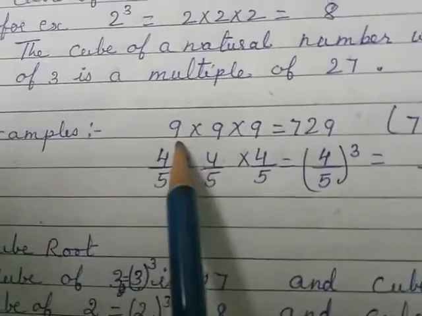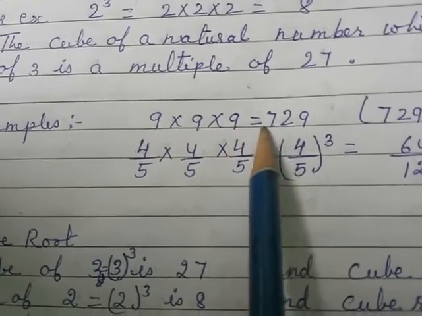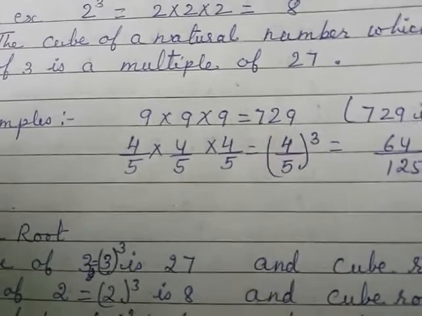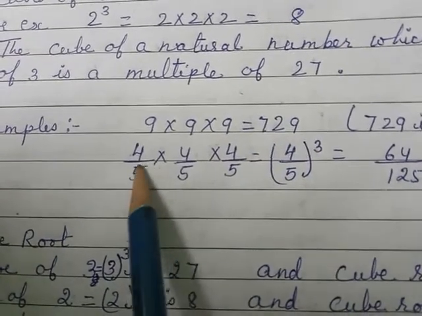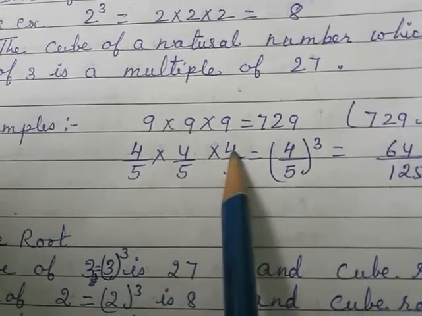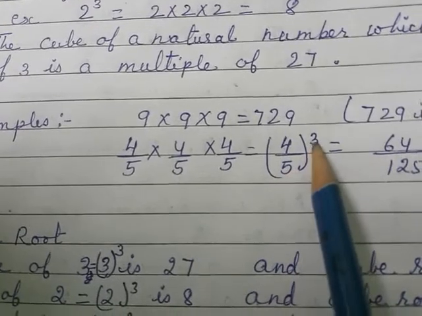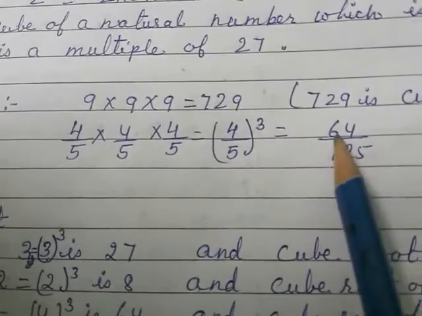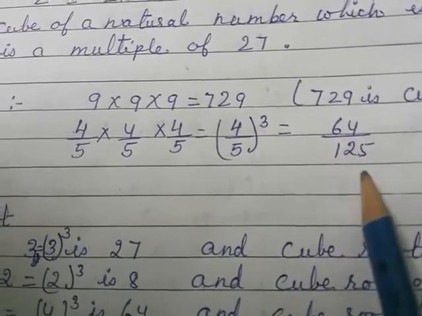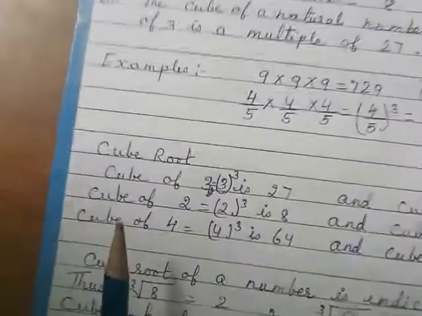For example, 9 multiplied by 9 multiplied by 9 gives us 729, which is the cube of 9. In the same way, 4 upon 5 multiplied by 4 upon 5 multiplied by 4 upon 5, that means 4 upon 5 raised to the power 3, gives us 64 upon 125. Now, this is all about the cubes.